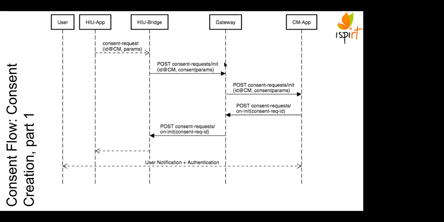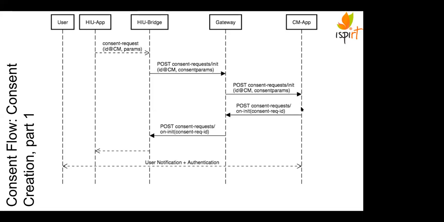And the gateway now, given that it has the consent manager registry, as well as the bridge registry, knows that, okay, the request is coming for at the rate of CM, or in the example I gave, at the rate of NCG. So it knows to which consent manager app it should be routed. And so it routes it to the appropriate CM app.